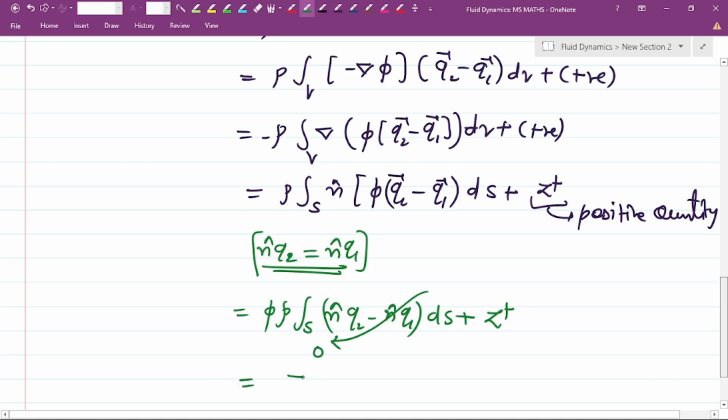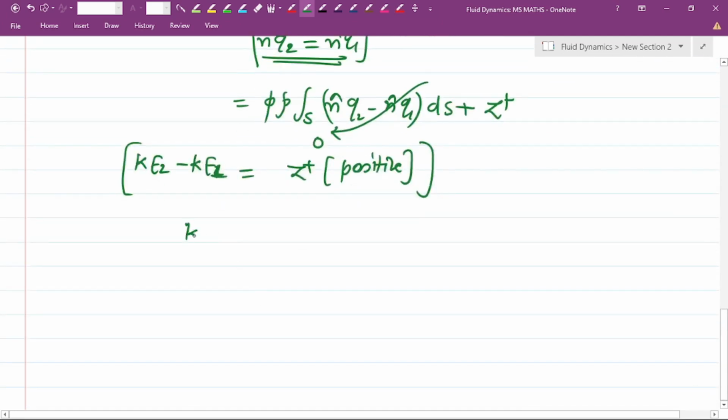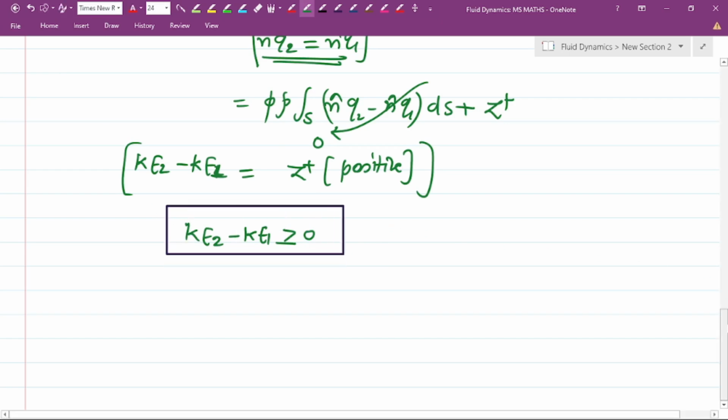It means that there is only the positive quantity, where the difference of kinetic energy is always greater than or equal to 0. It means KE2 minus KE1 is always greater than or equal to 0. So this will always be positive. If it is positive, then it is minimum. It means the energy difference is minimum. To show the minimum, it means it is positive, meaning it is greater than 0.